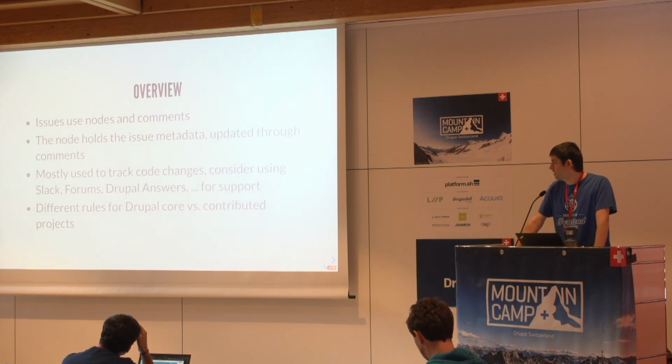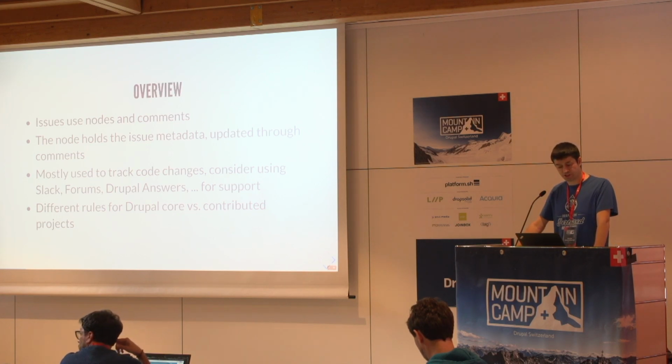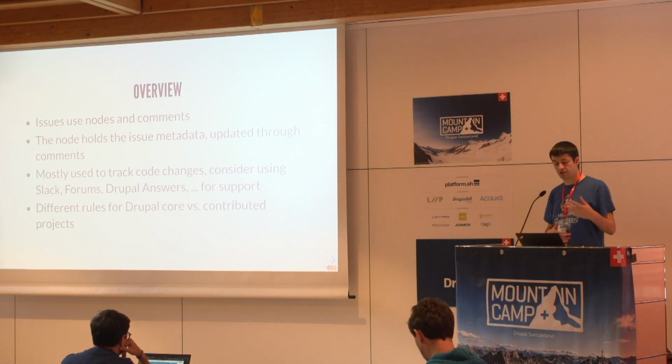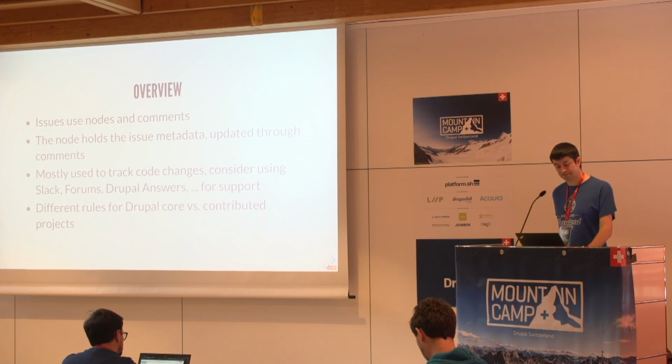For the very basics, currently issues on Drupal.org is Drupal. It's nodes and comments, nothing too special in the basic thing. Those meta fields are on the node, and then you can comment, you can update them, which updates the node. It's mostly used to track and discuss code-related stuff. For support, it's better to use some other platforms. You can use it, but you will probably not get useful answers in a meaningful time. There are very different rules for Drupal core and contrib. Core mostly has more rules, more specific processes and workflows. Contrib is up to the maintainer.